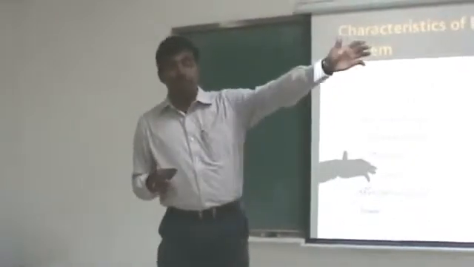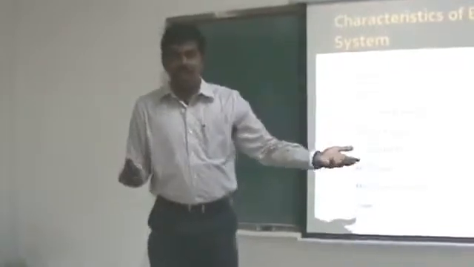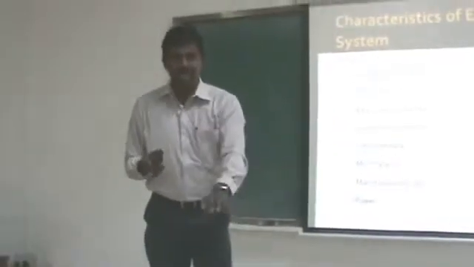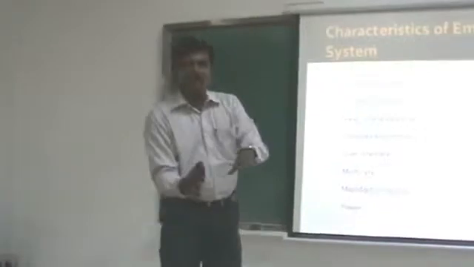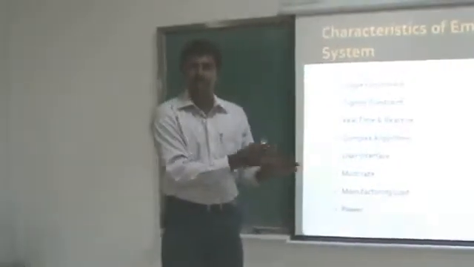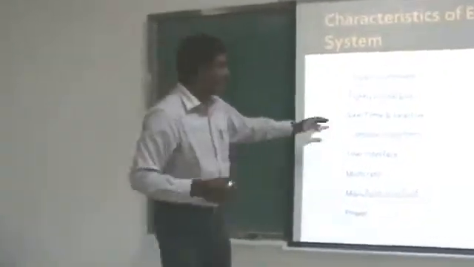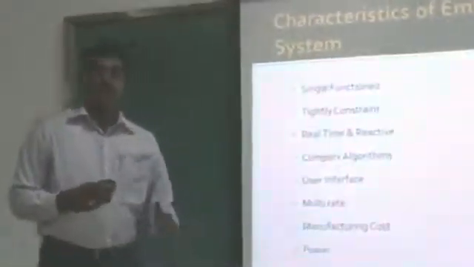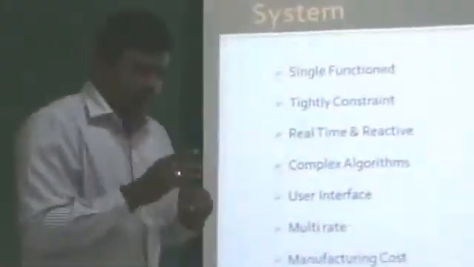But if it stops after 200 meters, it is not a correct operation. So it should stop in that instance perfectly. Precise and accurate operation is what is required, and that is what is referred to as a real-time and reactive behavior. And then complex algorithms.